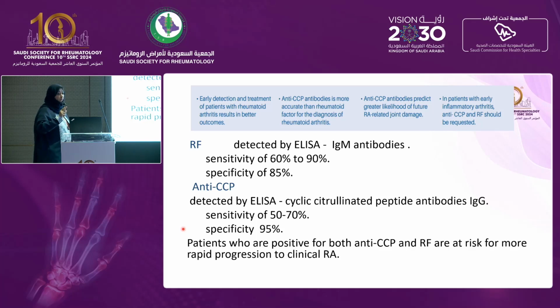Again, the best way to detect this is the ELISA technique. As we mentioned, with the ELISA technique it is very important to find the titer of that antibody. And you know that we have to do both, and in a patient with both anti-CCP and rheumatoid factor positive, the prognosis will be bad, or we can say the progression of the disease is expected to be worse.